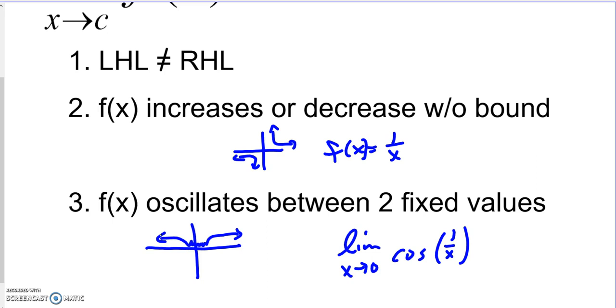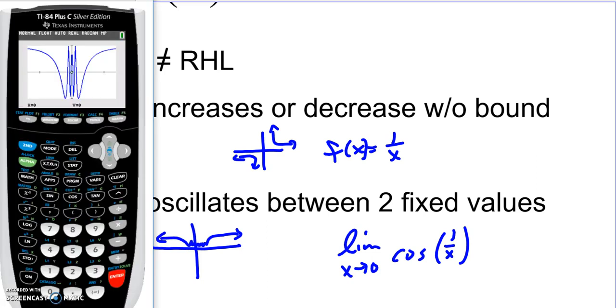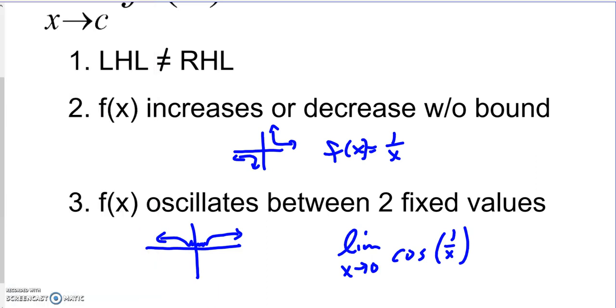Okay, and I can go ahead and plug that in and show you that graph. Okay, so here's the graph. As you can see, I actually zoomed in just a little bit. You can see though, if I even zoom in a little bit more, this is just going up and down, or in other words, oscillating between those values. So when you have that case, again, there is no limit.